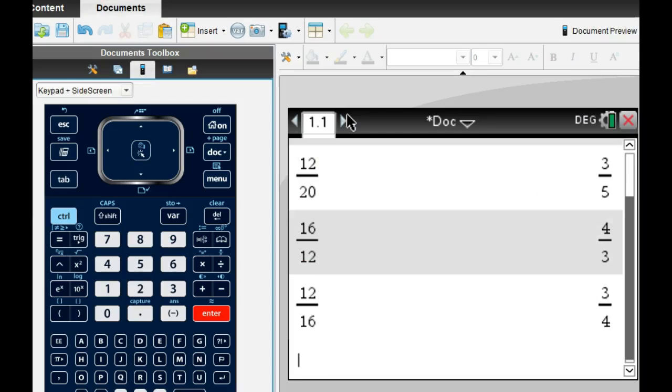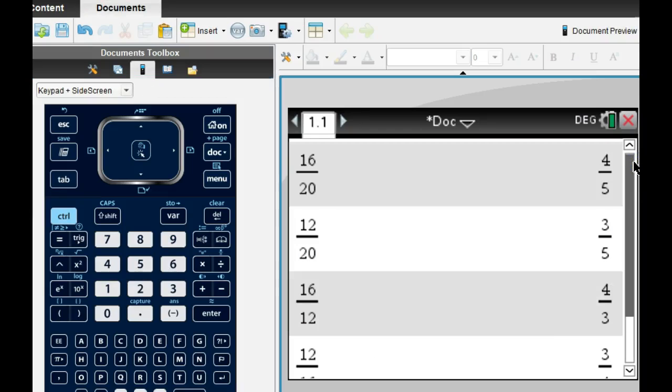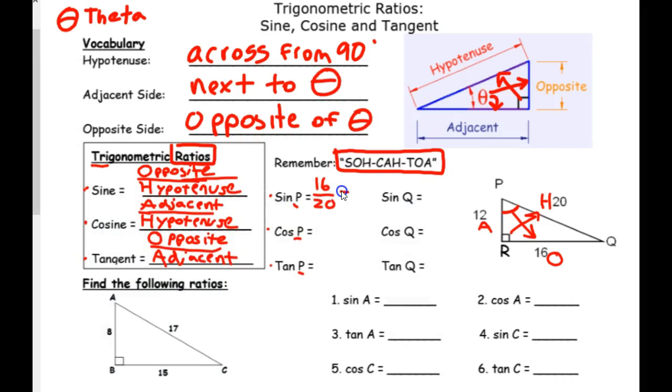Real quick, 16 over 20 reduces to 4 over 5. Bless you. So now you can put equals 4 over 5, and that's it. The sine of P is a ratio, and it's 4 over 5. And you know how I know that? Because it's Sohcahtoa, S-O-H, O over H. Okay? Now, cosine of P, that's the CAH, A over H.